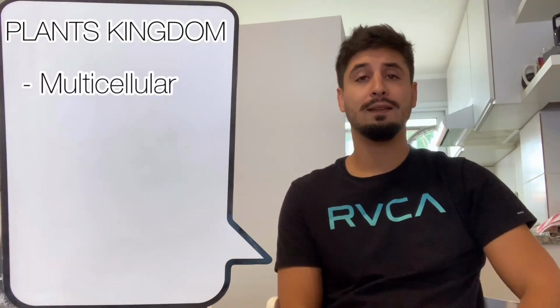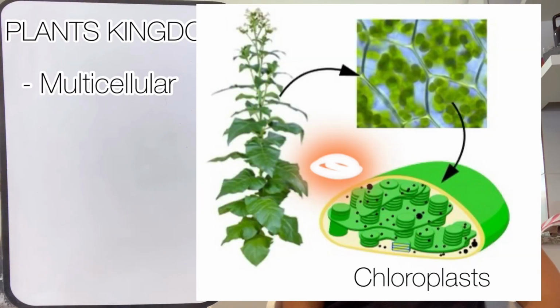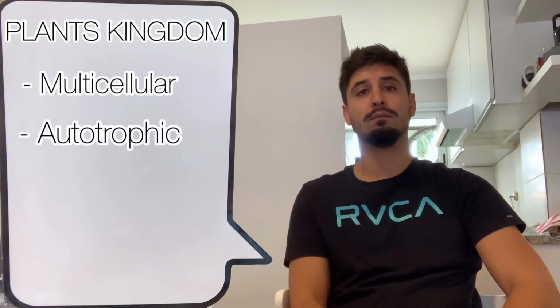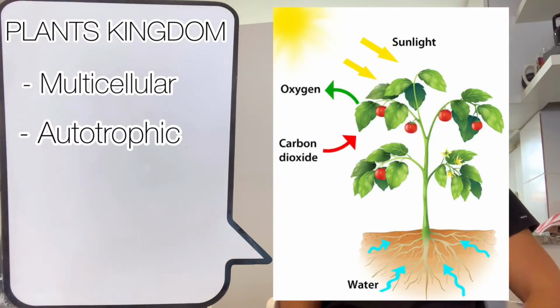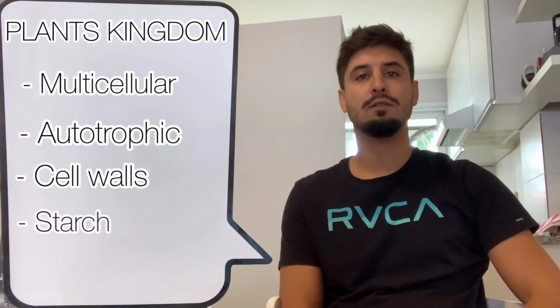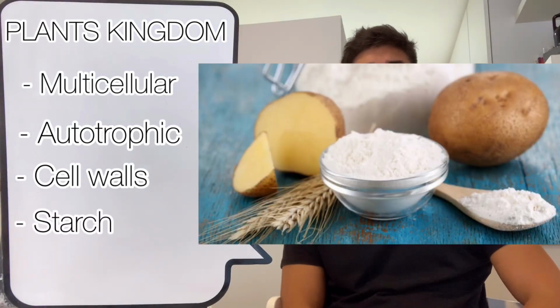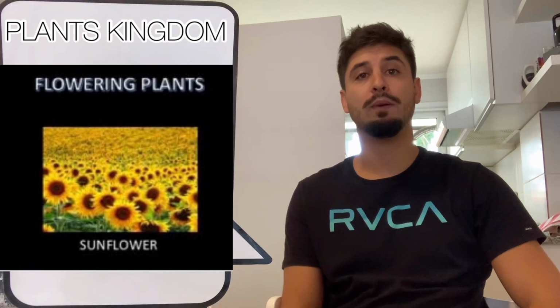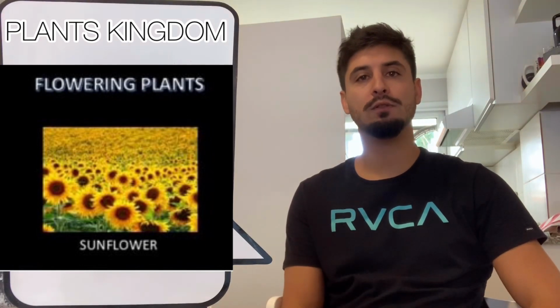Okay, let's move on with the plant kingdom. Plants are multicellular too. Their cells contain chloroplasts and therefore they can carry out photosynthesis. This means they can make their own food by processing the sunlight. Their cell walls are made of cellulose. They store sugar in the form of starch. We can go further and classify plants into non-flowering plants and flowering plants, which are those that reproduce by making seeds.